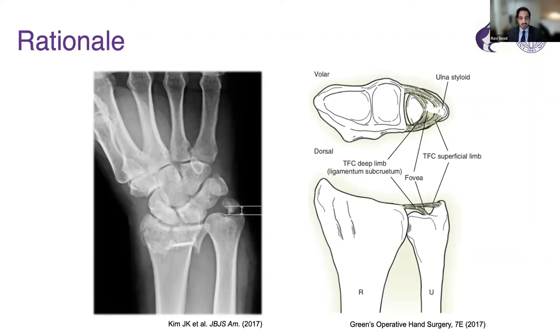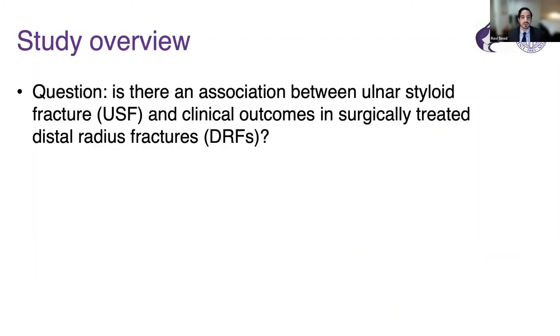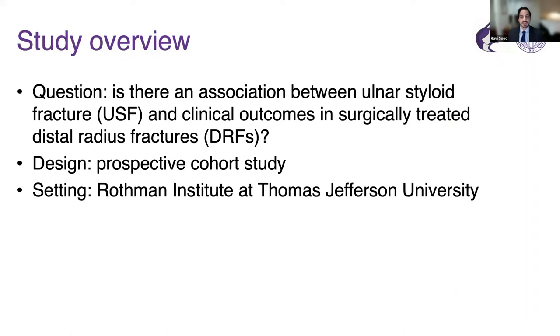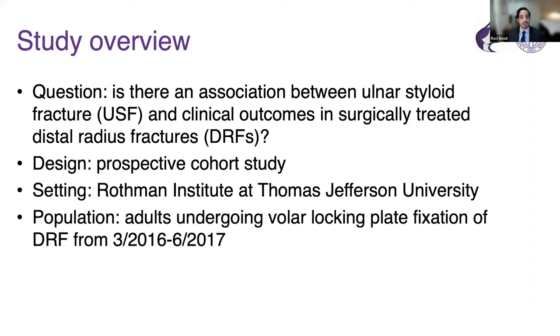And despite that, literature on this has been conflicting, and I think management of these ulnar styloid fractures varies pretty widely. So this study was addressing the question of whether there is an association between ulnar styloid fractures and clinical outcomes after distal radius fractures that are treated surgically. So this was a prospective cohort study out of the Rothman Institute at Thomas Jefferson that enrolled adults who were undergoing fixation of distal radius fractures with volar locking plates over about a 1 year period.